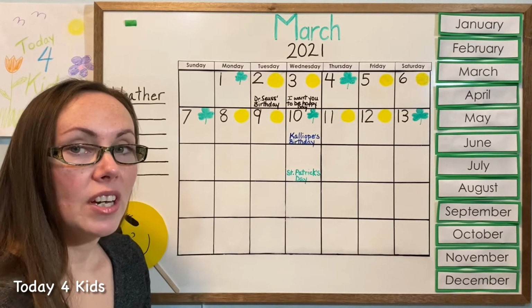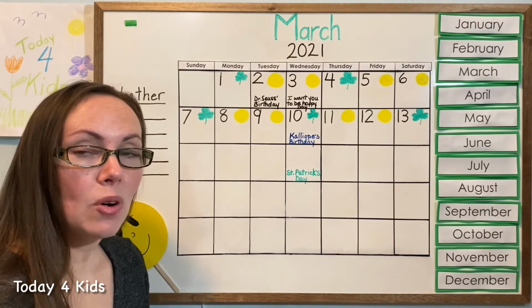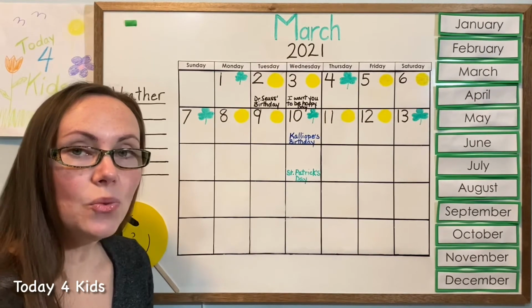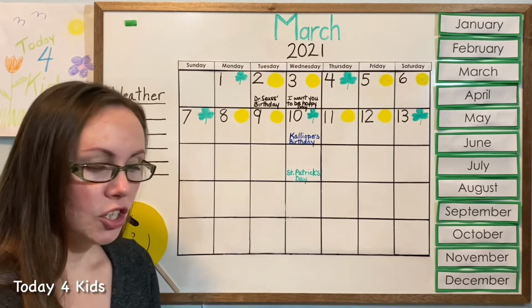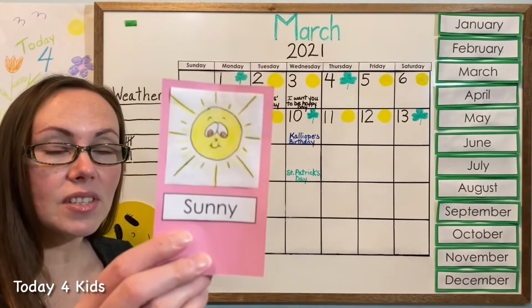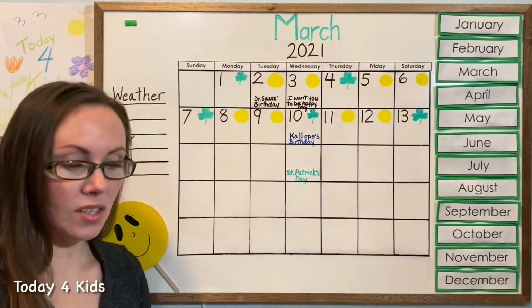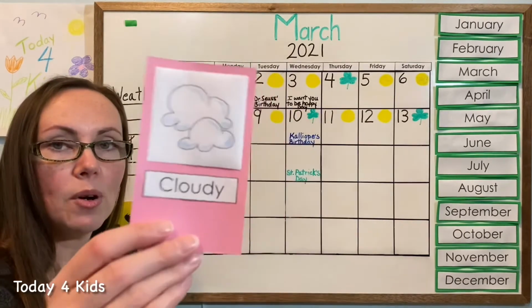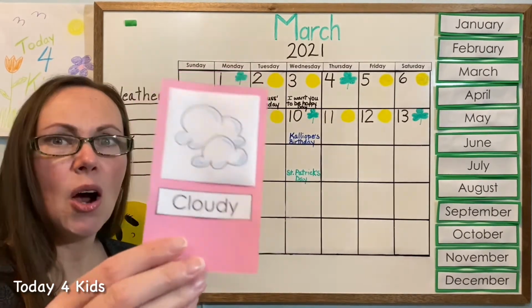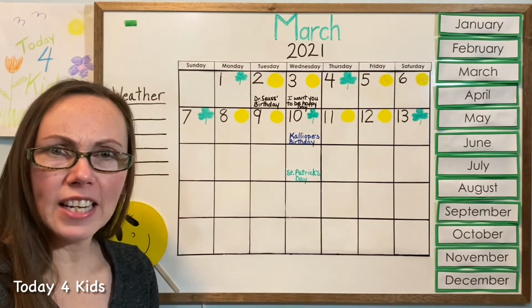Next, we're going to figure out the weather. Did you peek outside before we sat down to do our calendar today? What is the weather like where you are? Do you have lots of sun shining? We have some sun shining here, but there's something else that's going on as well. What about cloudy? Is it cloudy for you? We also have some clouds going on here.